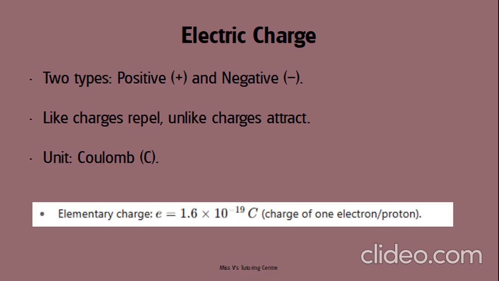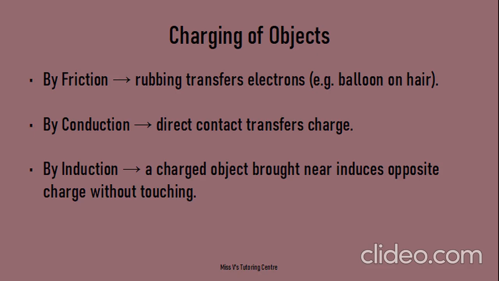The amount of charge is measured in coulombs. One electron has a tiny charge. The formula is e equals 1.6 times 10 to the power of negative 19 coulombs. That's like splitting one coulomb into billions of pieces.